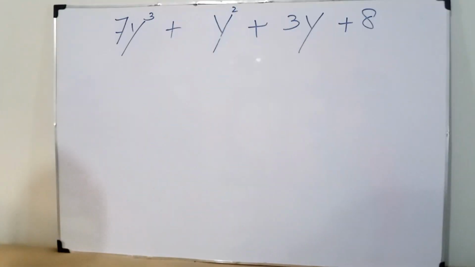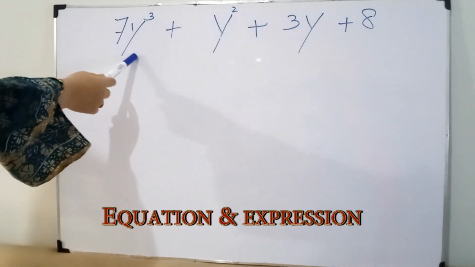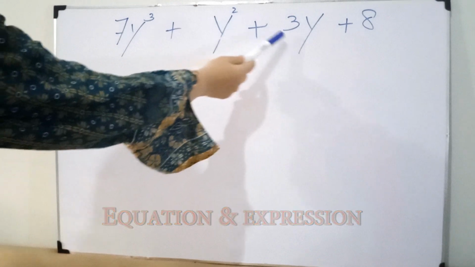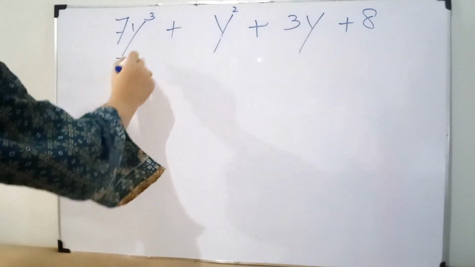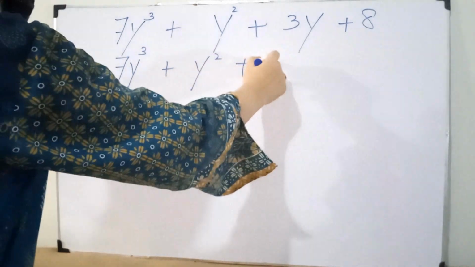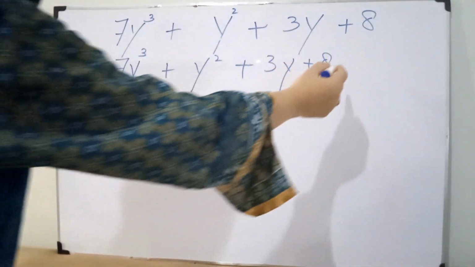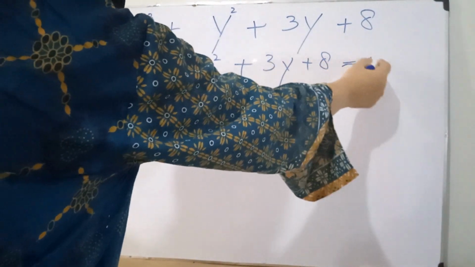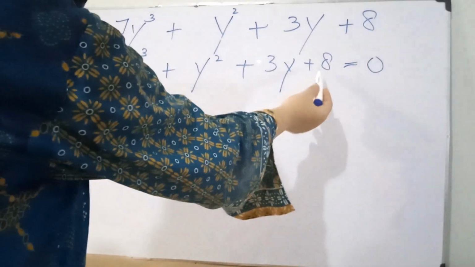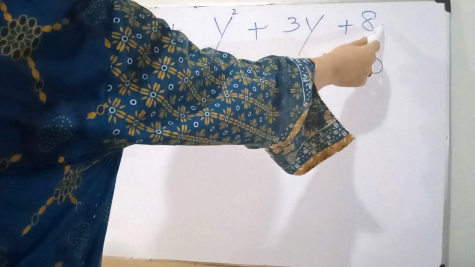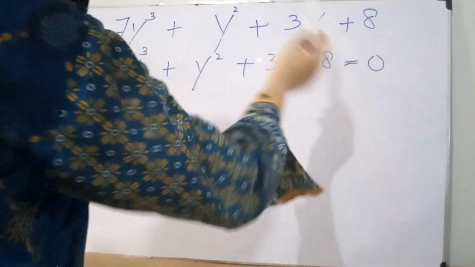Here we have an example of an expression: 7y cube plus y square plus 3y plus 8. If I write the same expression with the sign of equal to 0, or equal to something else, then it makes an equation. That is an expression, and that is an equation.